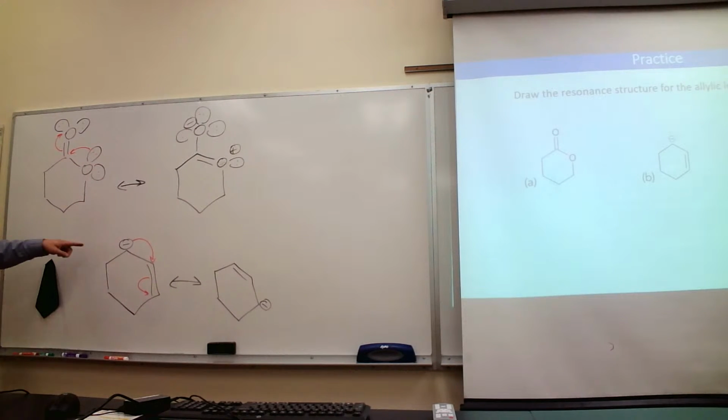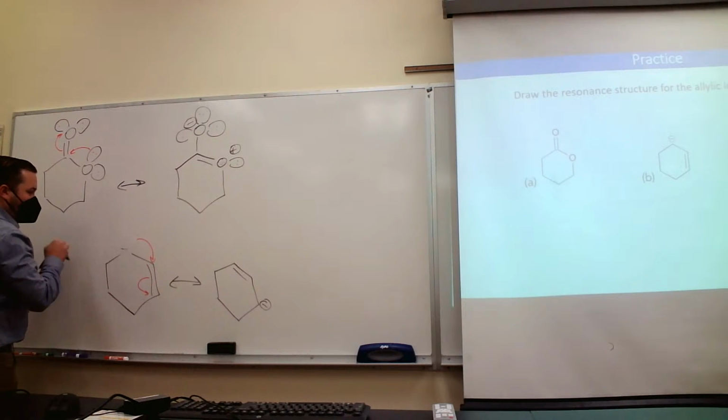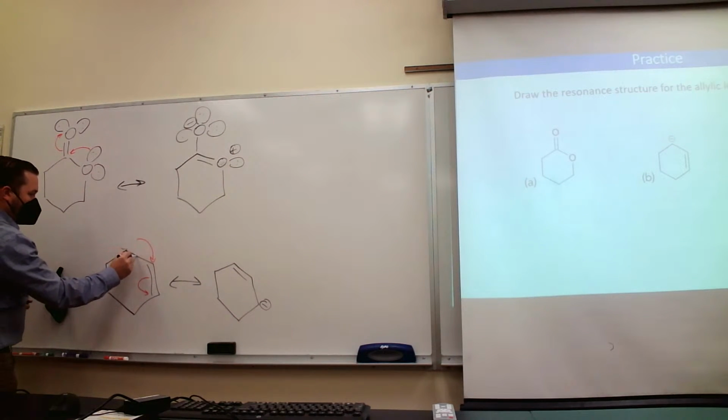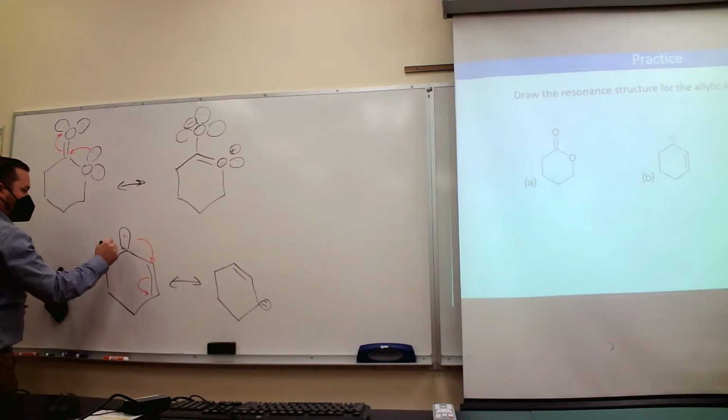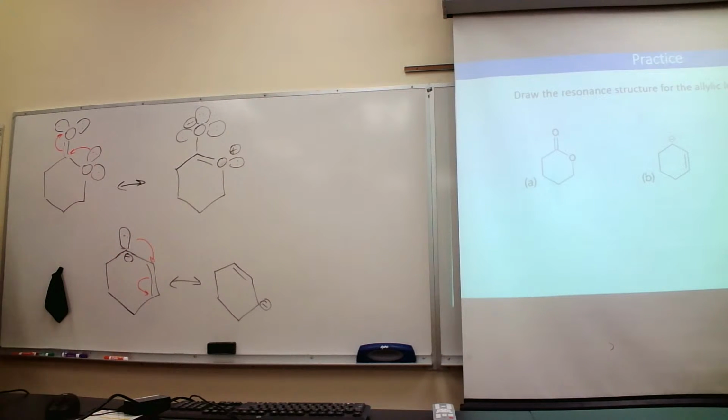So a lot of times, especially with carbons, we won't necessarily explicitly draw the negative charge and the lone pair. We'll just draw the negative charge and treat it like we're moving a lone pair. But to be as accurate as possible, I should have done it like that with the negative charge and shown the lone pair moving.